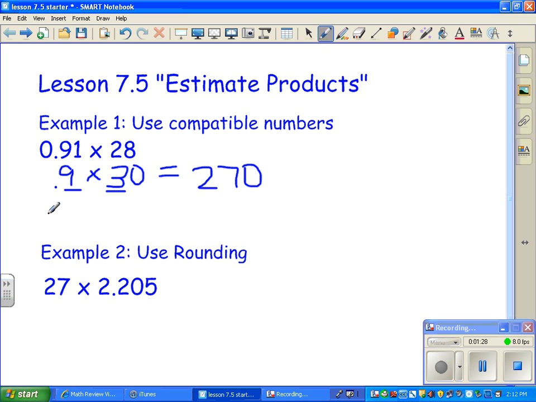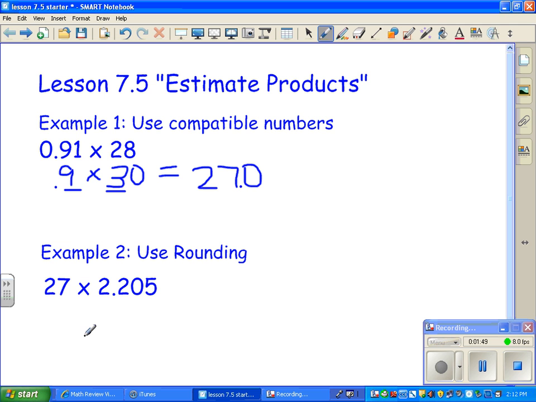Then I need to go back and figure out where my decimal point belongs. In these two factors, I have one digit behind the decimal point. So in my product, I need to have one digit behind the decimal point. That tells me the decimal point in this product would go right behind the 7.